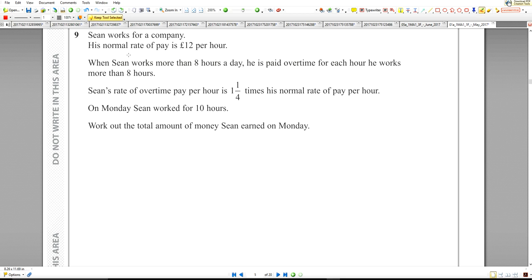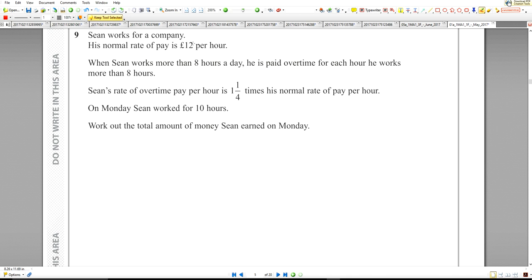Sean works for a company. His normal rate of pay is £12 per hour. When Sean works more than 8 hours a day, he's paid overtime for each hour he works more than 8 hours, which is how it normally works anyway. Sean's rate of overtime pay per hour is 1.25 times the normal rate of pay. On Monday, Sean worked for 10 hours. Work out the total amount of money Sean earned on Monday.